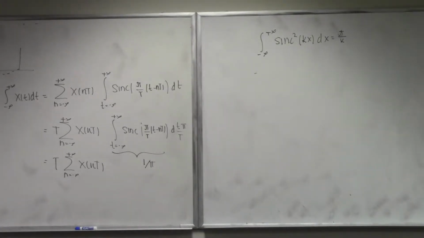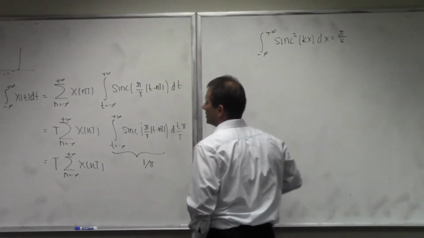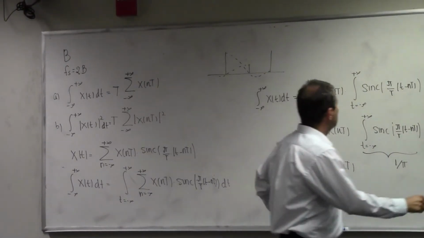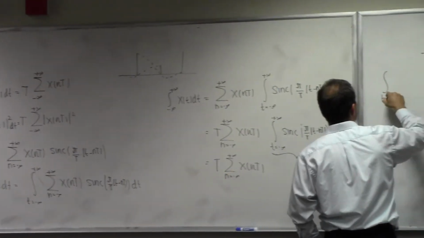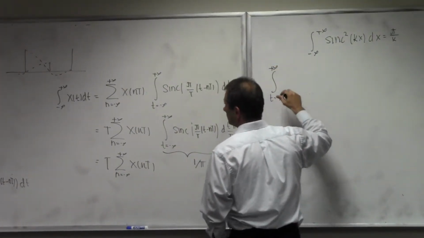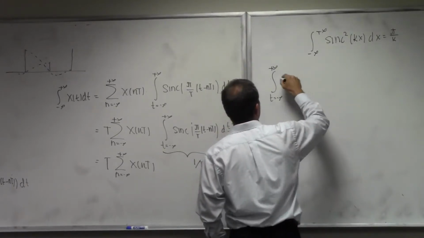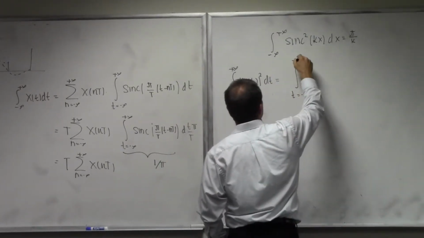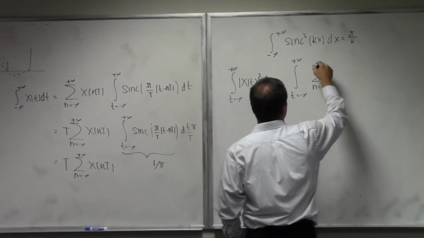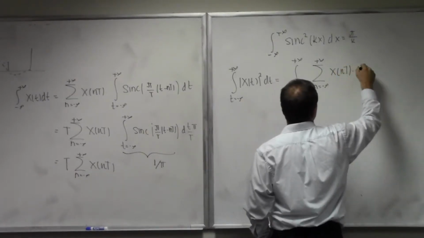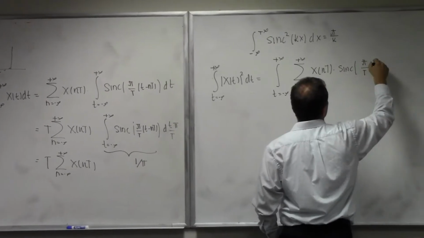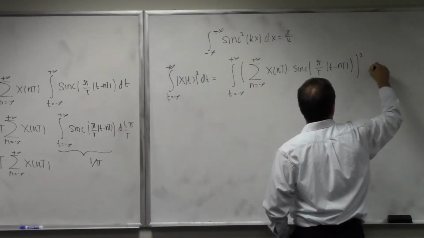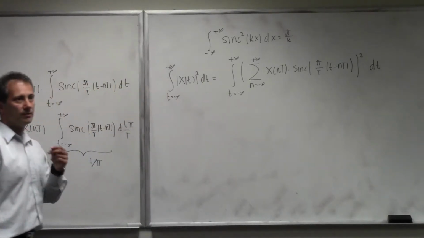Now the second one is more interesting, right? The second part. Let's call this one A, and let's call this one B. So here's the second part: the integral when t goes from minus infinity to plus infinity of the magnitude of x of t squared dt is going to be equal to the integral from minus infinity to plus infinity of the sum, n from minus infinity to plus infinity, of x of nT times sinc of pi over T, t minus nT, with everything here squared, dt. That's what we need to prove.